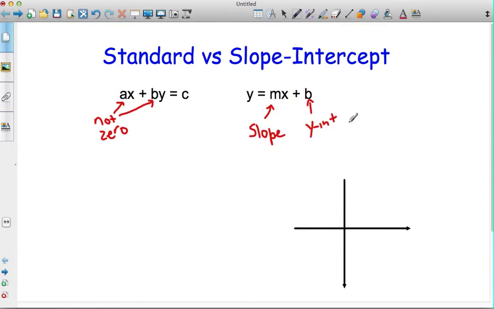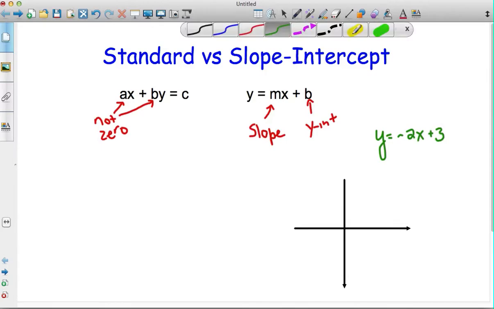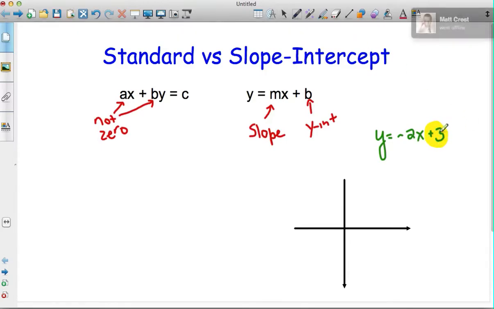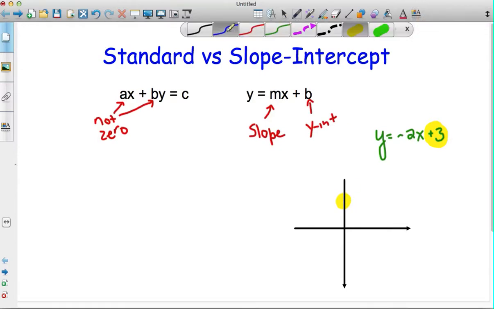I'm going to start first with the slope-intercept form. Down here I just did a sketch of a scale, and how about we use the equation y equals negative 2x plus 3. Since it's in this formula, y equals mx plus b, I can see that the slope is negative 2, and I know my y-intercept is a positive 3. So this plus 3 is where I'm going to start on my graph, right here.